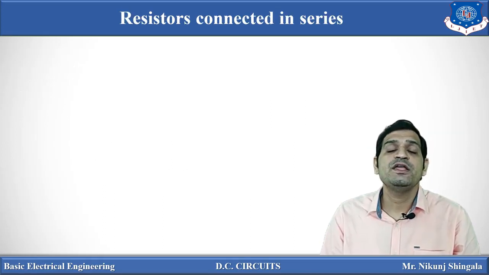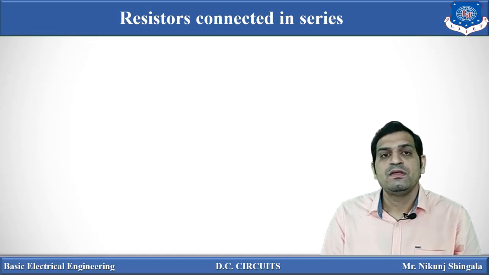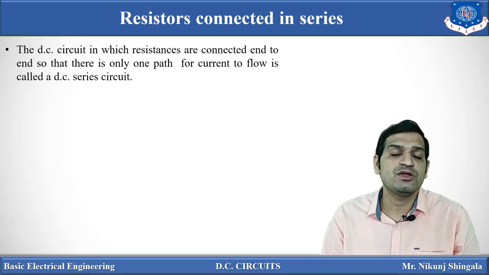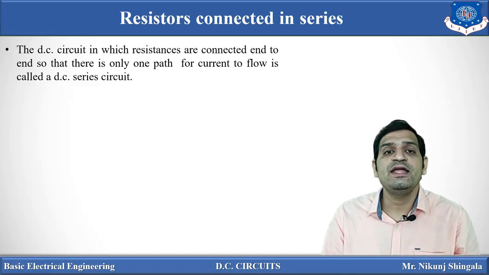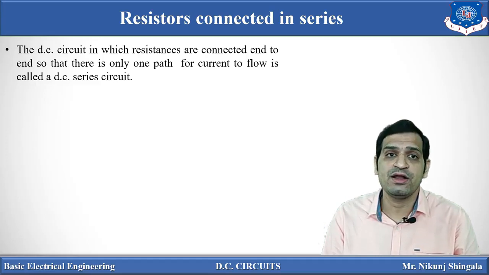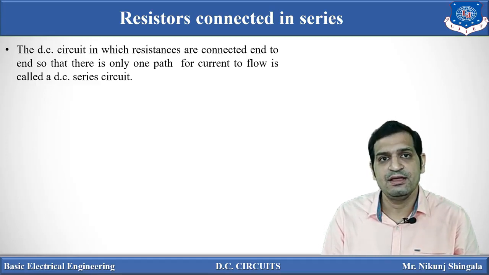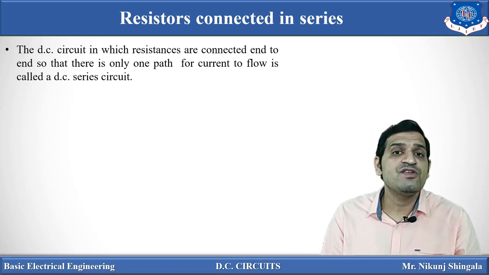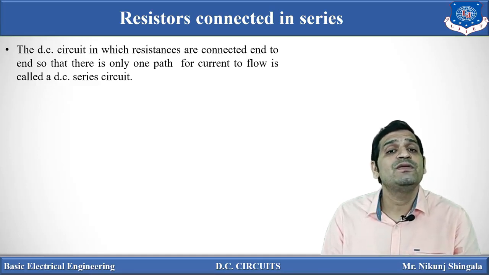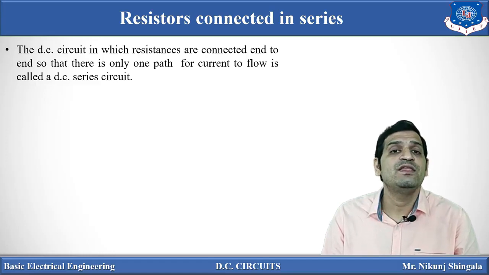Now, series connection of resistors. So, what is the definition of series connection of resistors? When can we say the resistors are connected in series? The DC circuit in which resistors are connected end to end so that there is only one path for the flow of current is known as a DC series circuit, and the resistors are said to be connected in series. So the condition is what? There is end to end connection and there is only one path for the flow of current.